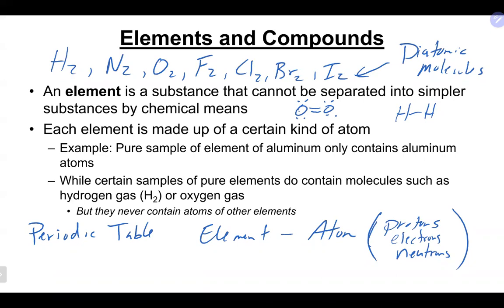So each element is made up of a certain kind of atom. If you have a pure element, say of aluminum, it will only have aluminum atoms in it. And as I mentioned there, we do have those guys that you should know. That is naturally how they come as elements. So let's talk a little bit about a couple of things.